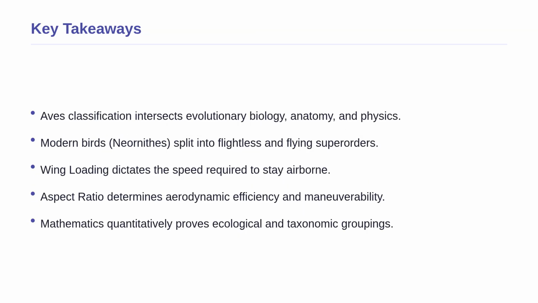We have covered a lot of ground today, so let us summarize the most important ideas. First, the classification of Aves is a beautiful intersection of evolutionary biology, anatomy, and physics. We learned that modern birds are divided into structured superorders based on physical traits like the keeled sternum. Second, we discovered that mathematical concepts like wing loading and aspect ratio allow us to move beyond simple observation. They quantitatively prove why certain birds belong to specific ecological groups.